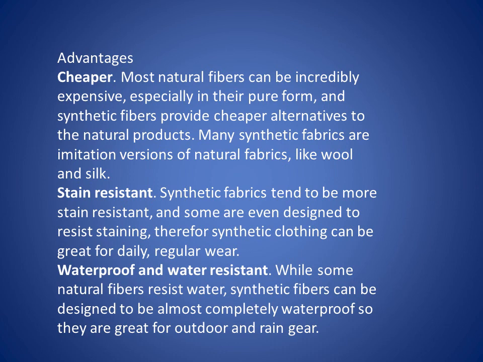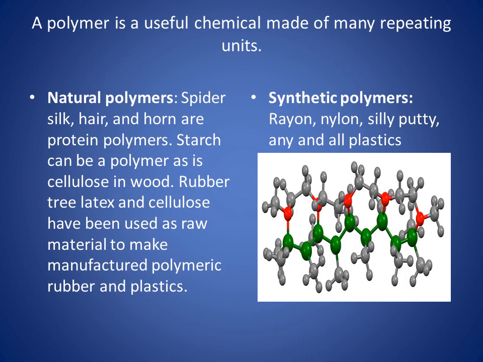A polymer is a useful chemical made of many repeating units. We have natural polymers like spider silk, hair, and horn or antler material. They are protein polymers. Starch and sugars are also polymers. Rubber, tree latex, and cellulose are examples of natural polymers.